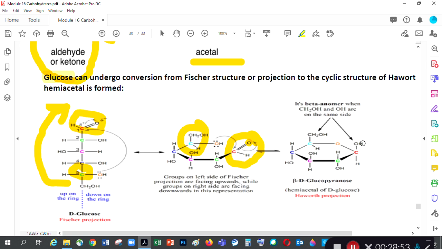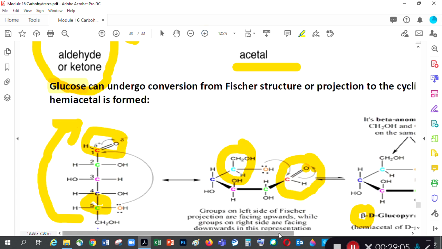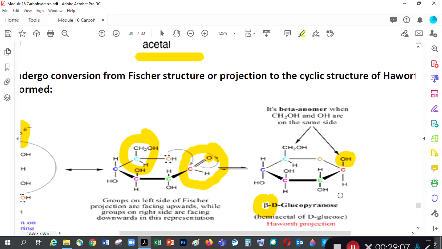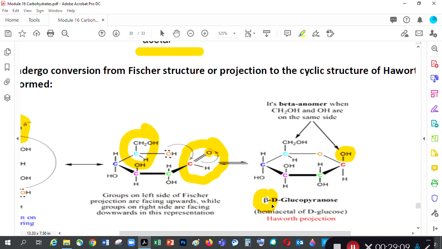Now look at this very closely here. I have here one OH, correct? And this OH is up. So this is beta, correct? I can make it bigger so you can see it here. I apologize. Can you see it? This is beta because the OH is up.